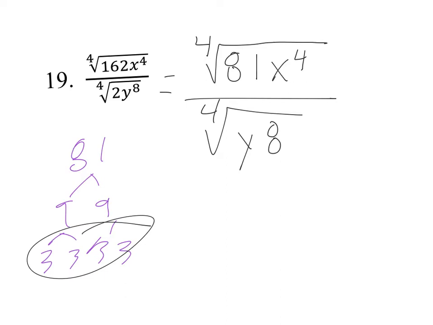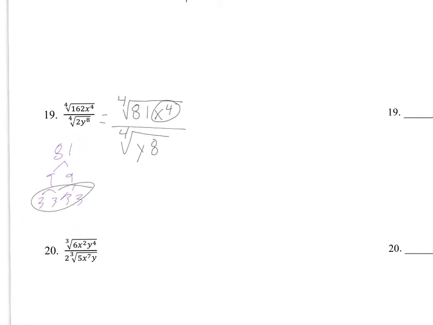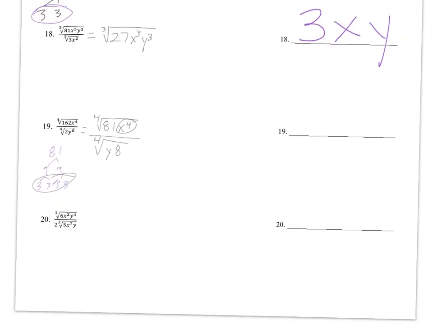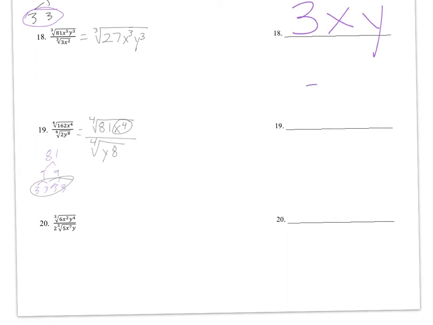And I can easily find the 4th root of x to the 4th. There's one group of 4 in there. And I can easily find the 4th root of y to the 8th because there's 2 y's there. So my final answer would give me a 3 and an x on top for the 4th root of 81x to the 4th. And the 4th root of y to the 8th is y squared.